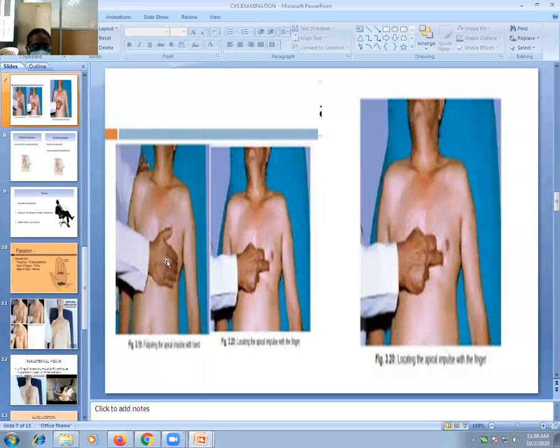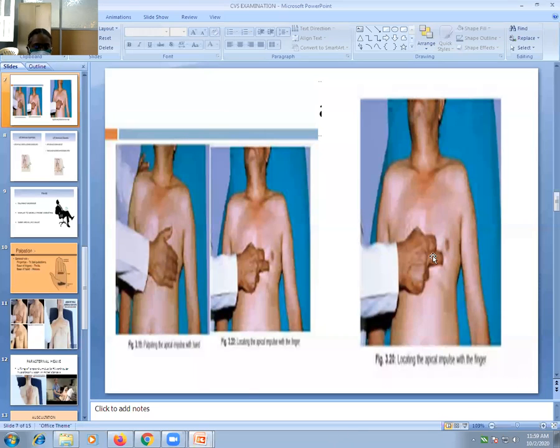See, this is the palpation of apical impulse. First you palpate. Once you feel the pulsation, you have to localize the pulsation. Localization is always by the tip of the finger. So you can localize the correct position of the apical impulse with the help of the tip of the finger, in the fifth intercostal space, half an inch inside the midclavicular line.